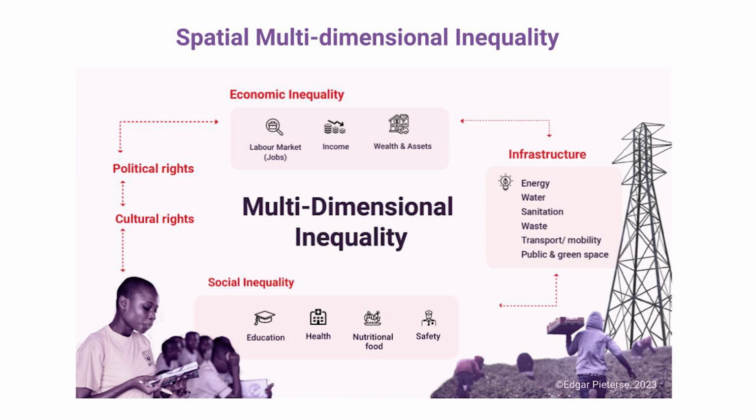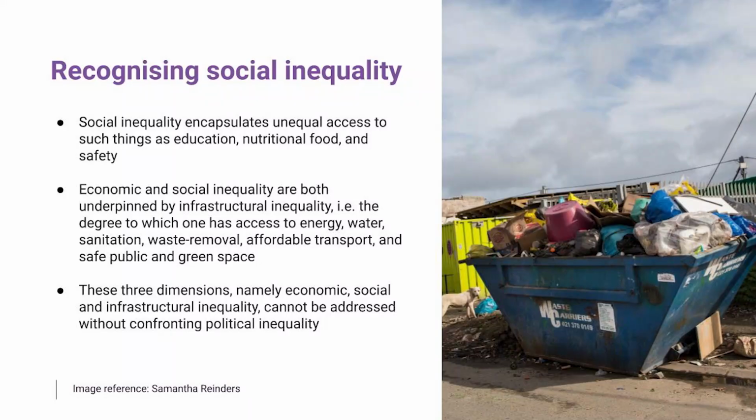Let's revisit what we mean by multidimensional inequality. Inequality is often thought of simply as income inequality, and the indicator for that is the Gini coefficient. What we've suggested is that when you, as an urbanist or someone interested in urban development, try to come to terms with inequality, you have to appreciate that income inequality is merely one aspect of economic inequality. The other aspects are how you participate in the labor market and how you access assets and wealth in your city. When we move on from economic inequality, we also have to recognize social inequality.